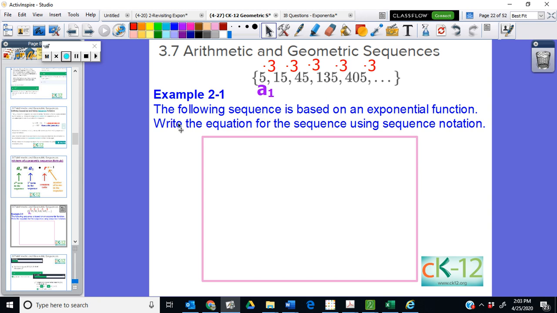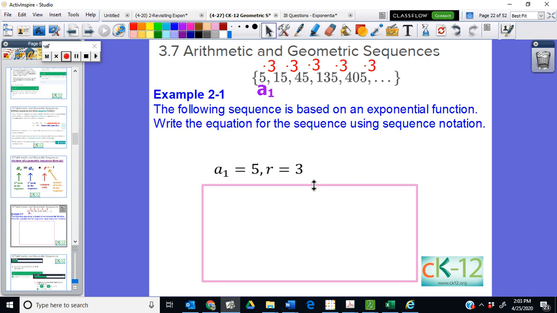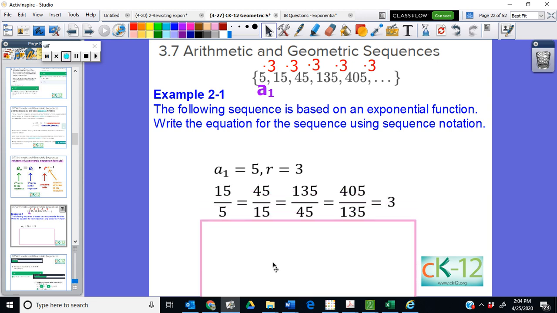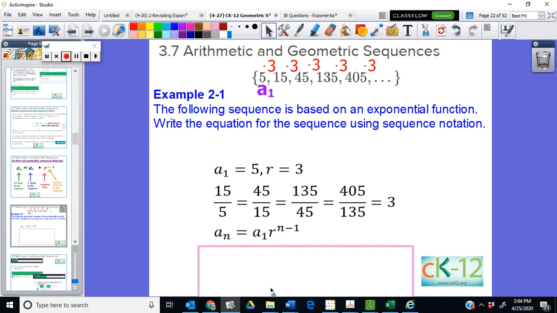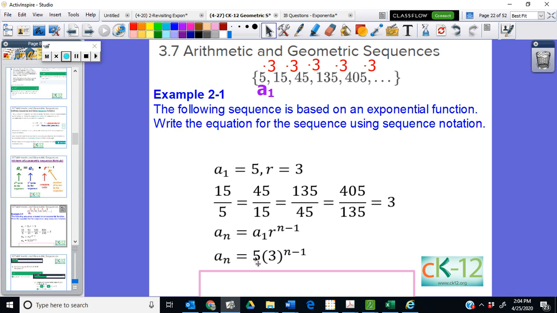And so what we want to do is write an equation for the sequence using sequence notation. So here we go. Start with the first term and that common ratio, which is 3. Here's the division to show that the value between each consecutive term is a multiple of 3. Here is how we write in sequence notation, and then plugging the values in. 5 is that first term, 3 is our common ratio.